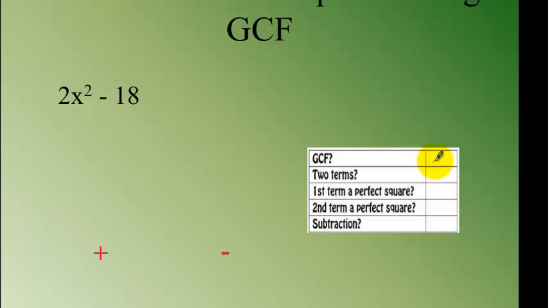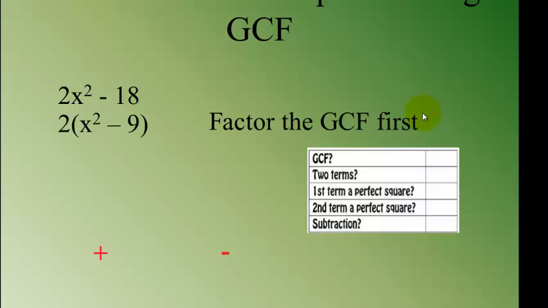Do we have a GCF? Yes, we do. We can factor out 2 here, so we're going to get 2 times the quantity x squared minus 9. Now let's check the expression inside the parentheses. Do we have two terms? Yes, we do. Is the first term a perfect square? Yes, it is a perfect square. Is the second term a perfect square? Yes, because we can write 9 as 3 squared.